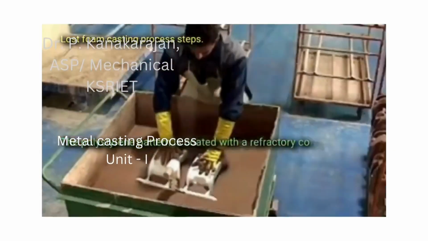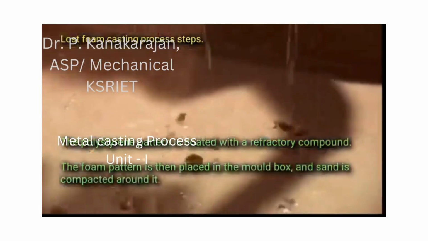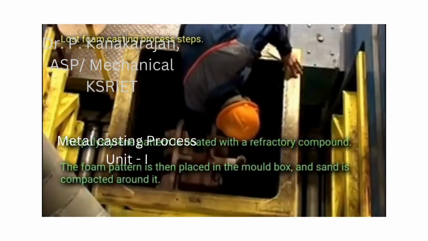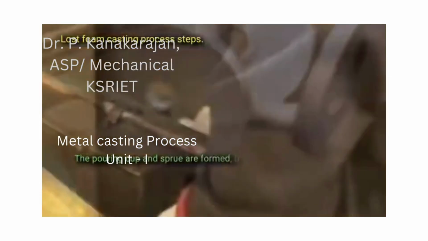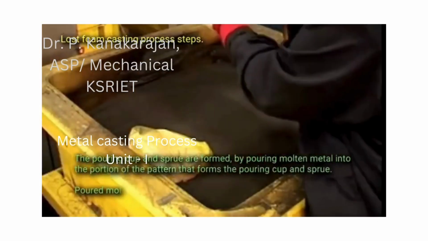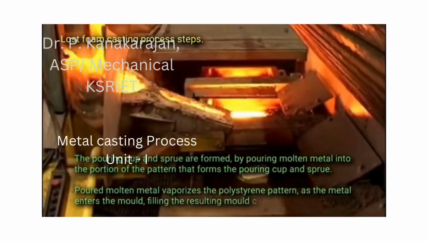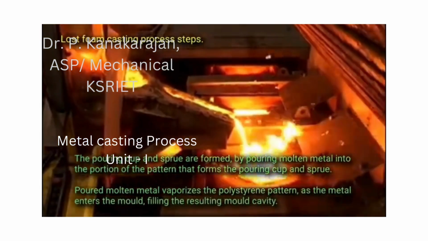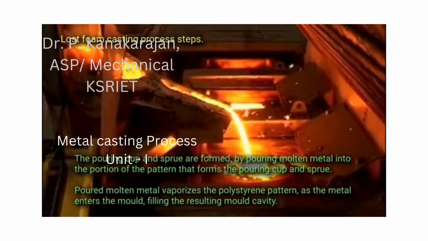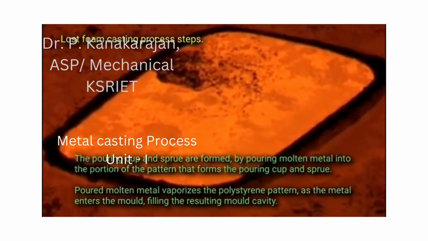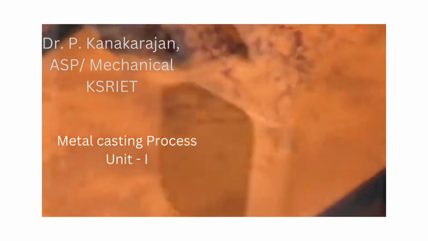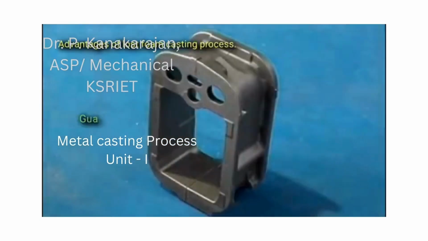Lost foam casting process steps. The polystyrene pattern is coated with a refractory compound. The foam pattern is then placed in the mold box, and sand is compacted around it. The pouring cup and sprue are formed by pouring molten metal into the portion of the pattern that forms the pouring cup and sprue. Poured molten metal vaporizes the polystyrene pattern as the metal enters the mold, filling the resulting mold cavity.